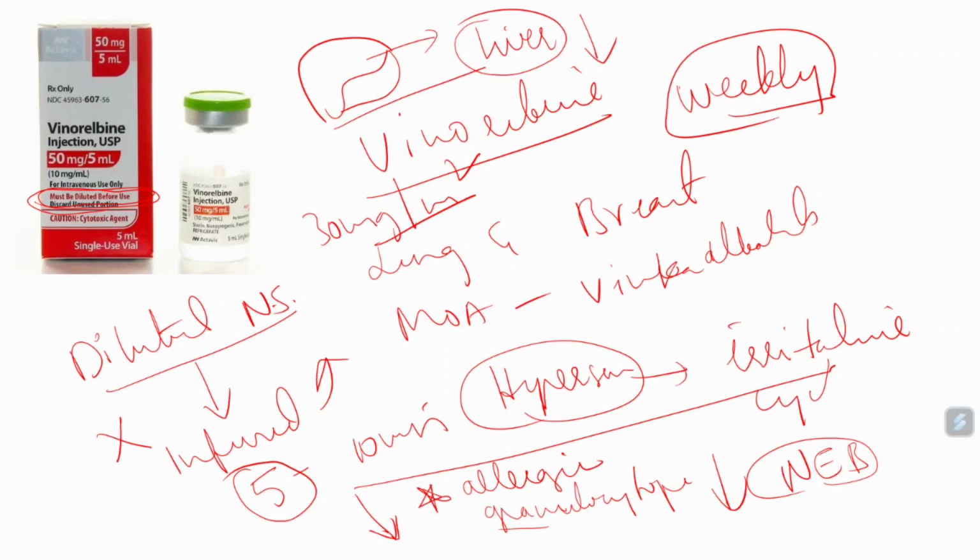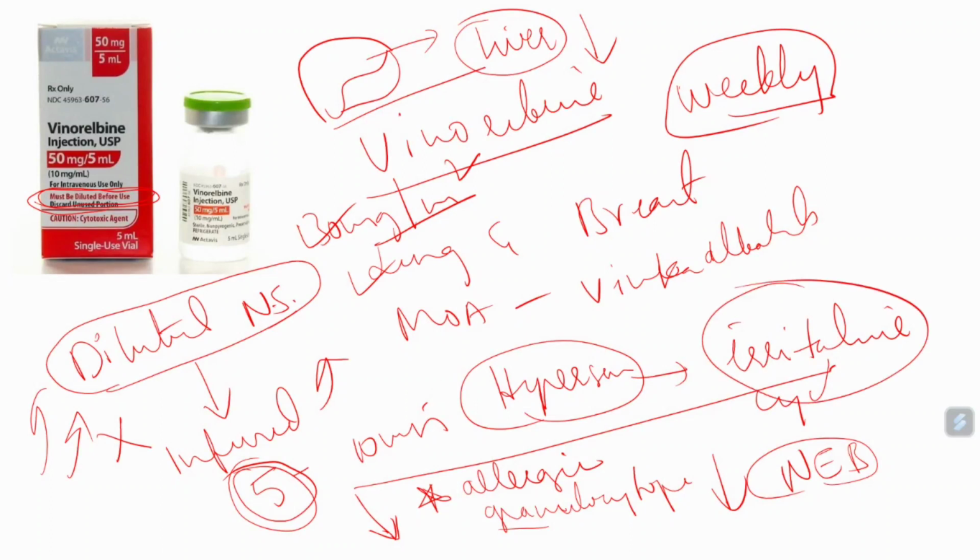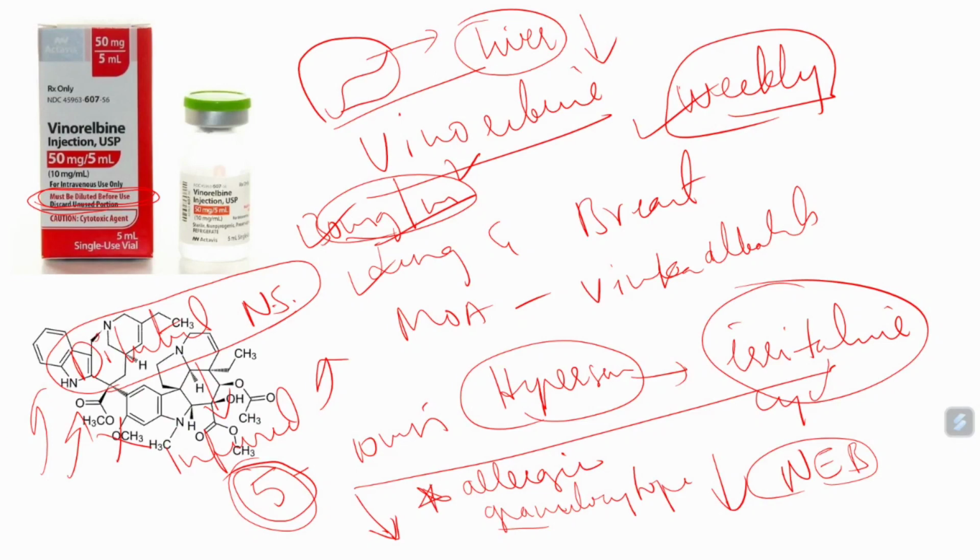So these are important points you should remember about vinorelbine. What important points have we seen? Vinorelbine, 30 mg per meter square. It is commonly used for lung and breast cancer. It is compulsorily diluted in normal saline, and it is infused over 5 to 10 minutes. It is not given as IV bolus. If it is given as IV bolus, it causes anaphylactic shock or severe allergic reactions because it is highly irritating. It is given once weekly. Adverse effects are very less when compared with vincristine and vinblastine.